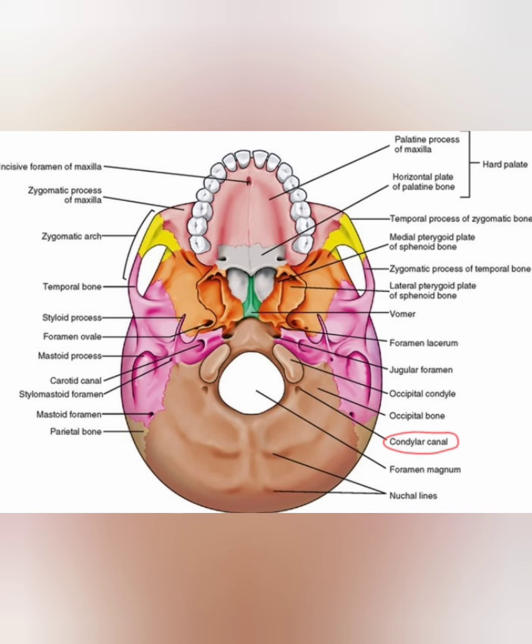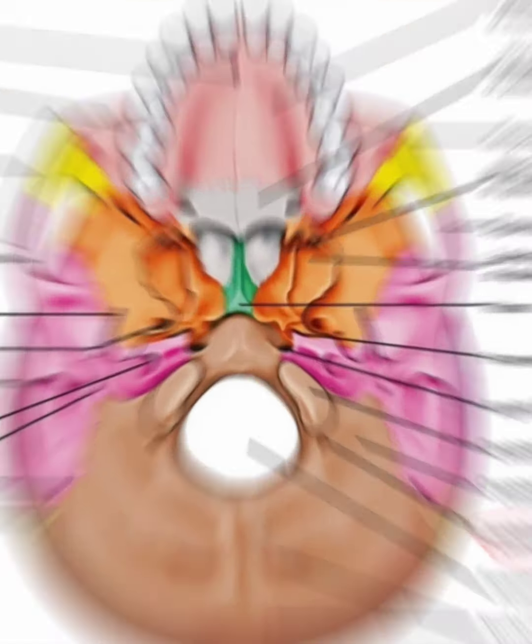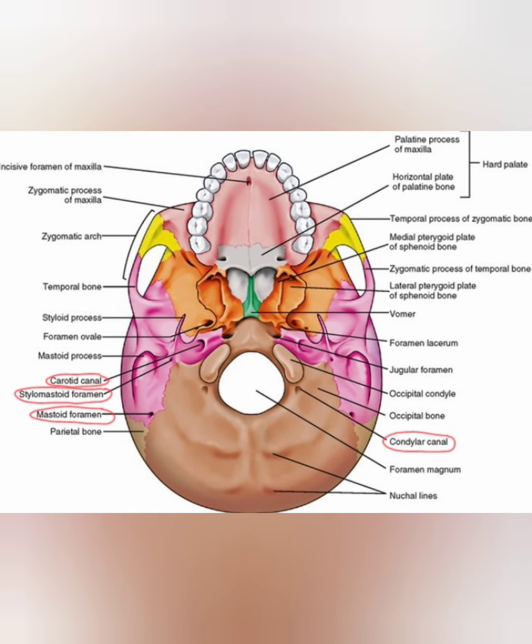Through the posterior condylar canal, the occipital emissary vein connects to the venous system, including the suboccipital venous plexus, occipital sinus, and the sigmoid sinus. So, again, summarizing the remaining foramens, we have seen carotid canal, stylomastoid foramen, mastoid foramen, and the condylar canal.